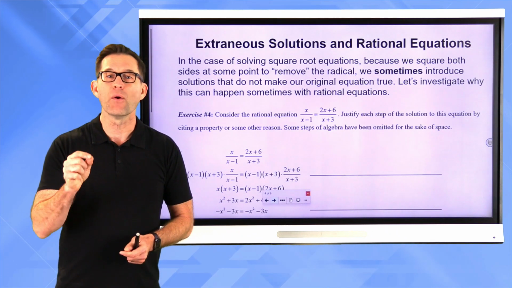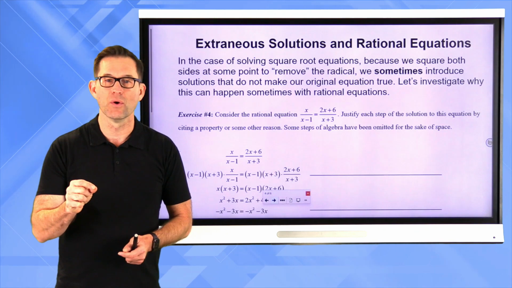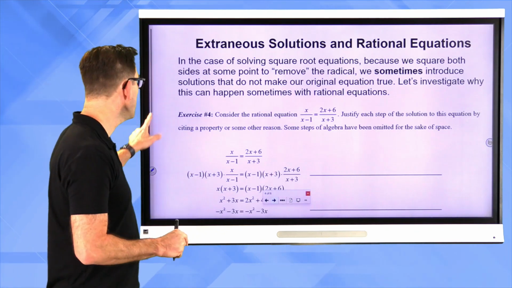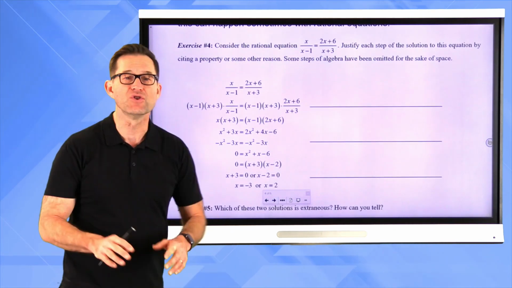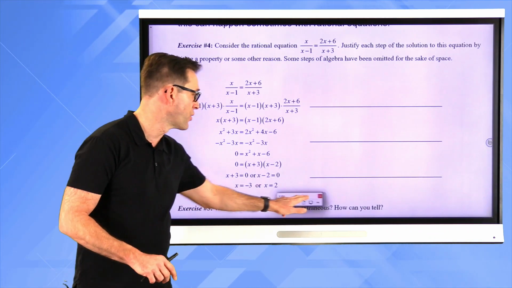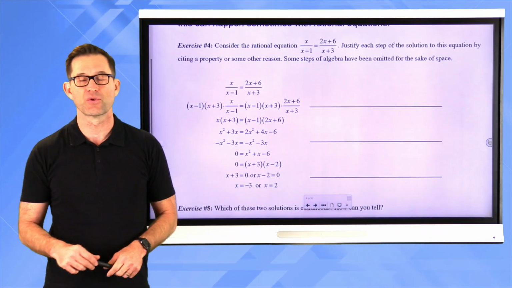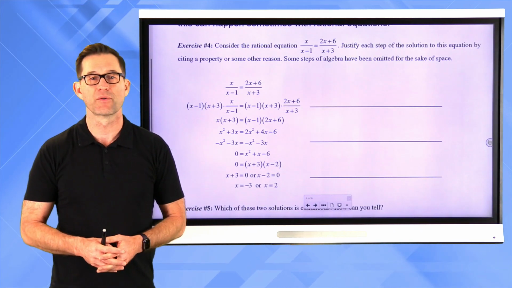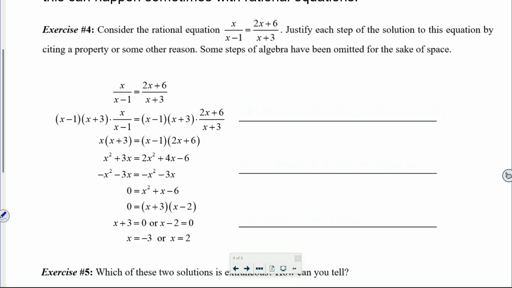Let's investigate why this can happen sometimes also with rational equations. And we begin yet again with just wanting to justify the steps of a rational equation, and then we'll take a look at an extraneous root. Exercise number 4. Consider the rational equation x divided by x minus 1 equals 2x plus 6 divided by x plus 3. Justify each step of the solution to this equation by citing a property or some other reason. Some steps of algebra will have been omitted for the sake of space.